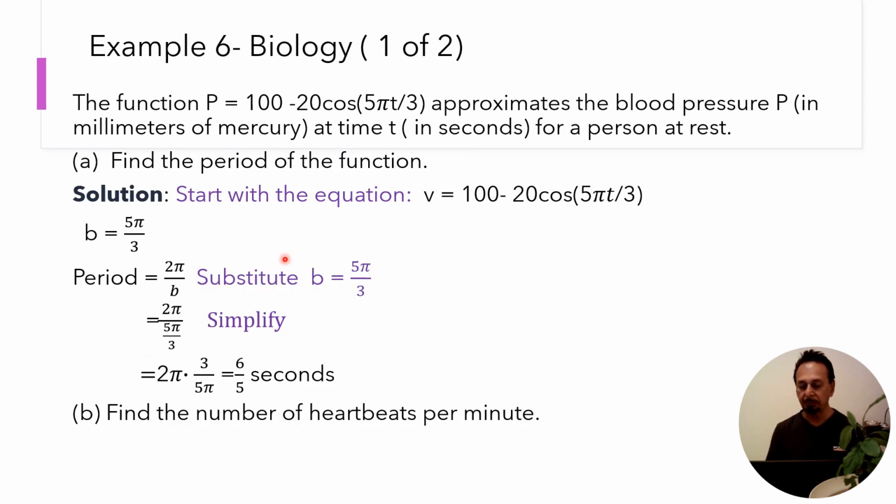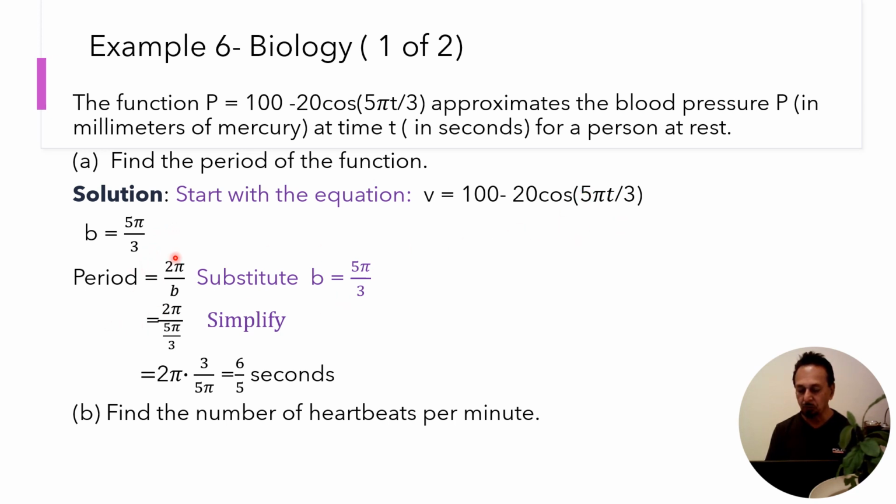Okay, here's example 6. We are given a function p equals 100 minus 20 cosine of 5 pi t over 3, and that approximates the blood pressure p in millimeters of mercury at time t in seconds for a person at rest. A, find the period of the function. So we start with the equation p equals 100 minus 20 cosine of 5 pi t over 3. So b is equal to 5 pi over 3.